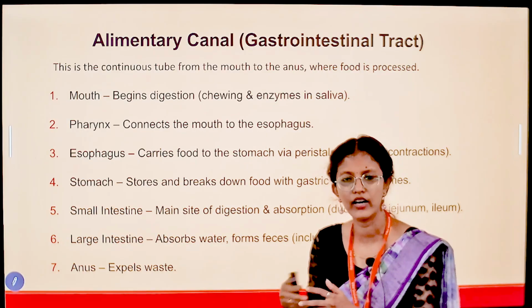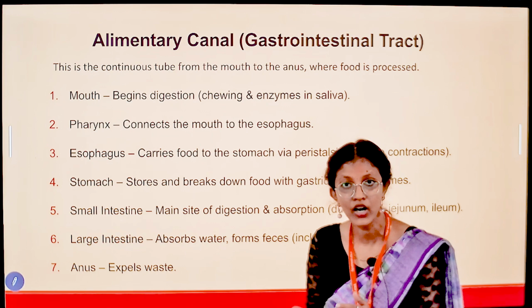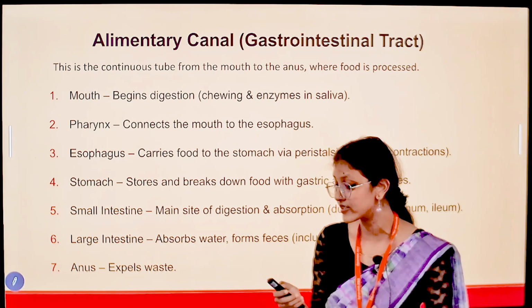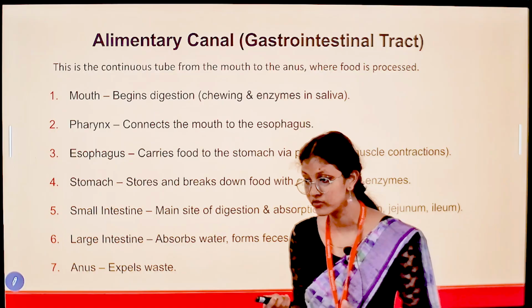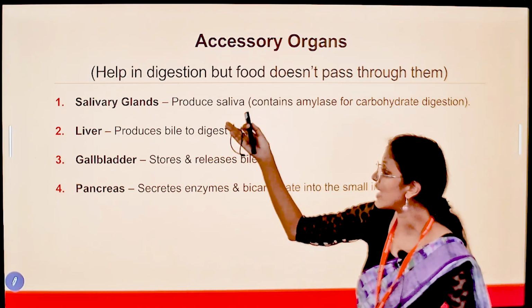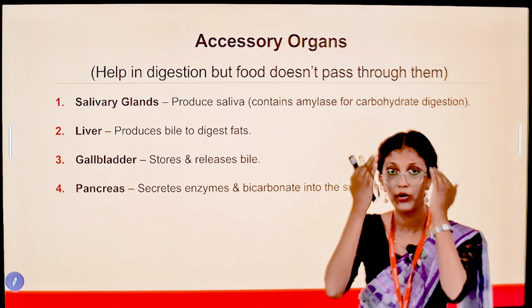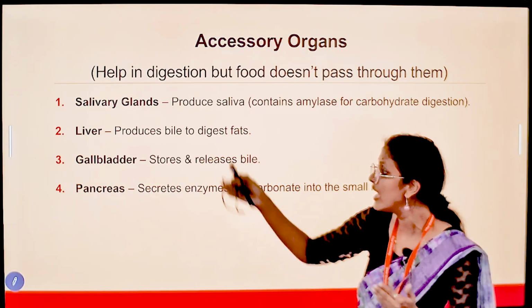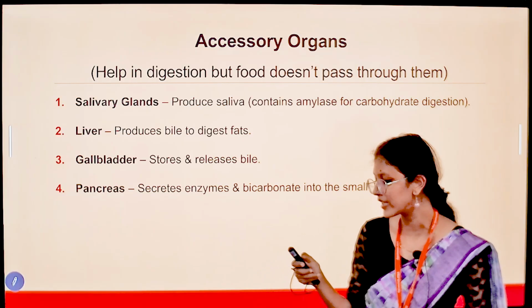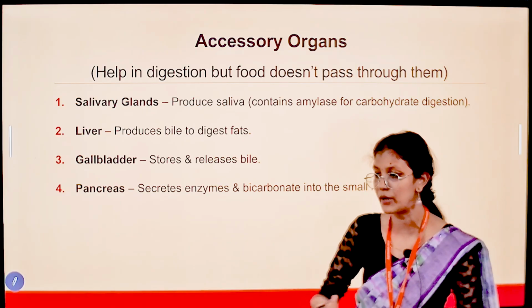carbohydrates. And there are the rest of the enzymes which are present in your stomach area, and there is acid. With the help of acid, some other enzymes will be activated. And the accessory organs include the salivary glands, which are present in your facial part, and the liver, gallbladder, and pancreas. Their functions and structure I will explain in the coming slide.